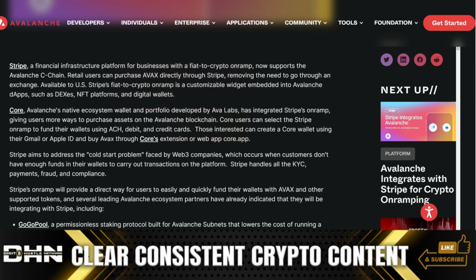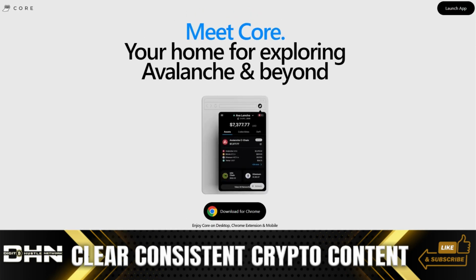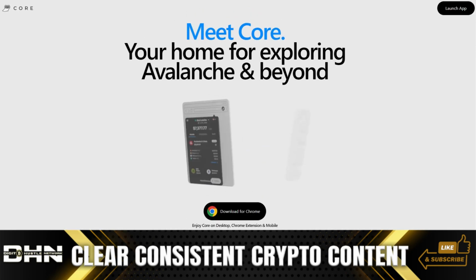You can see here, Avalanche's native ecosystem wallet and portfolio developed by Ava Labs has integrated Stripe's on-ramp, giving users more ways to purchase assets on the Avalanche blockchain. Core users can select the Stripe on-ramp to fund their wallets using ACH and debit cards or credit cards. That's very crucial, guys. Let's take a look at their wallet, this Core wallet. I'll tell you, I am impressed. I am very much impressed.